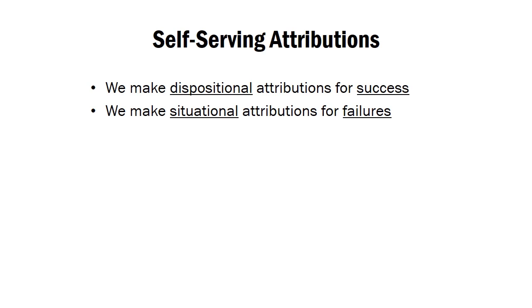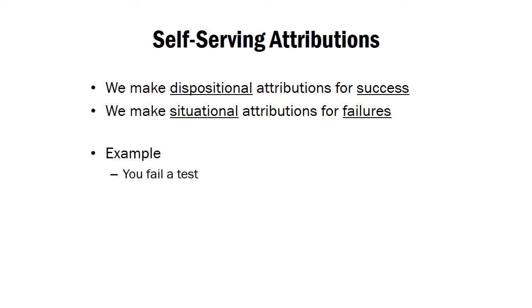Another way in which people might account for the situation is what's called a self-serving attribution. This is similar to what we just saw. When we're looking just at our own behavior, and we're trying to figure out when we are going to make one attribution or another for our own behavior, we tend to make dispositional attributions more for our own successes, and we make situational attributions for our own failures.